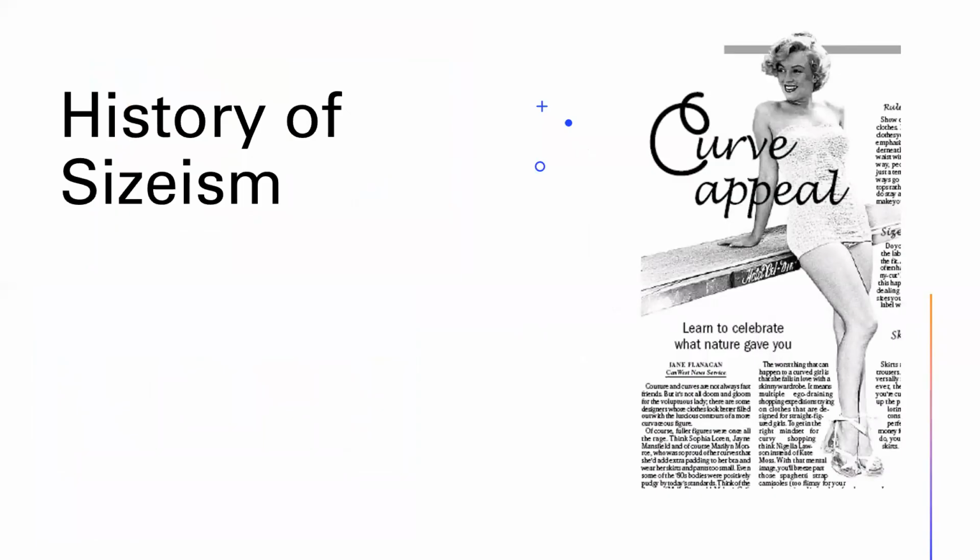Now we're going to talk about the history of sizeism. In early history, being a person of size, being curvy, was a sign of health and wealth. In earlier times, food wasn't available to everyone. If you were a person of size, that meant that you had money, you had the resources to get food. So you were seen as a person of worth if you were a bigger size.